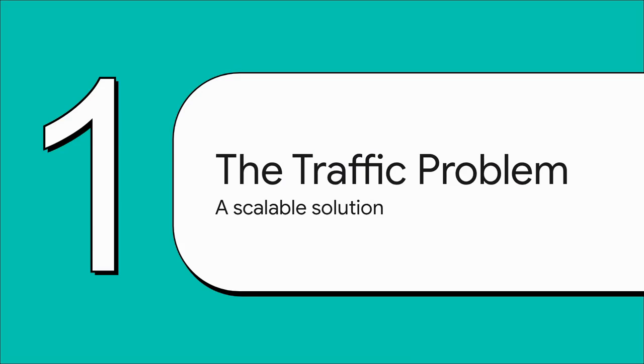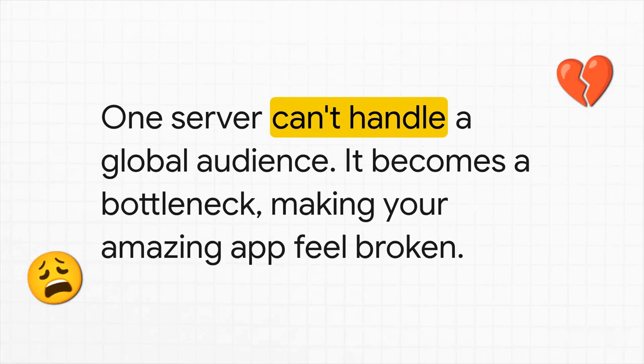And that brings us right to the heart of the matter, the traffic problem. That one little server that was perfect when you had 100 users, yeah, it's now what we call a single point of failure. We need something way, way smarter to handle all those people knocking at the door. It's really just a fact of scale. As your traffic explodes, that one server gets completely overwhelmed. It becomes a bottleneck. Suddenly, pages load slowly, people start seeing errors, and that awesome app you built, well, it starts to feel kind of broken. And that's exactly the problem we have to solve.